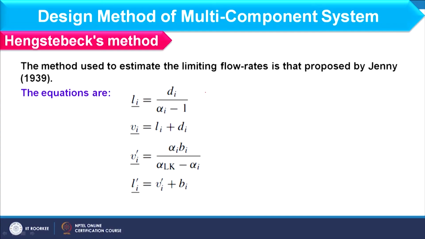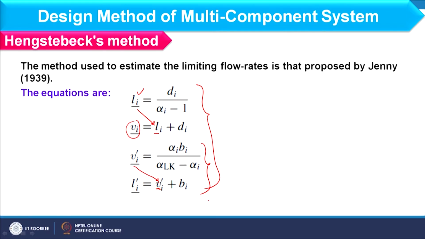To do that, we have these equations where Li underscore is equal to di by alpha i minus 1, and Vi underscore is basically Li underscore, and that should be added to di. So, this will be used over here. Similarly, for the stripping section we can consider this, and this should be used over here. So, it is basically Vi dash underscore. Okay. So, this correction you can find.